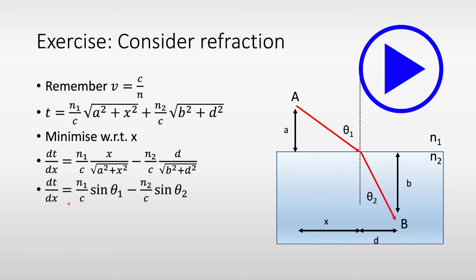So we can substitute these values in, and then what we can do is set a minimum when this is equal to 0. Remember, with calculus, if we want to find the minimum, we find the first derivative, set it equal to 0, and solve for our variables. That means that n1 sine θ1 minus n2 sine θ2 is equal to 0, or, to put it another way, n1 sine θ1 equals n2 sine θ2.